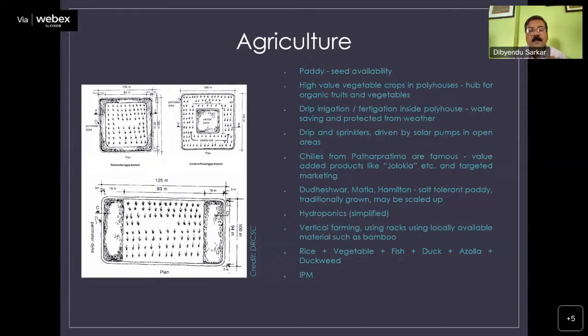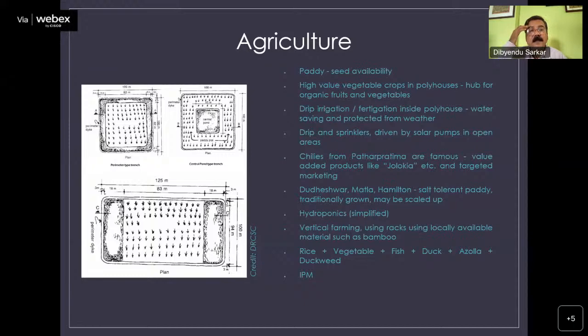I'm not saying that hydroponics would be a solution, but might be some kind of an exploratory thing for the future. Vertical farming using locally available racks, and rice, vegetable, fish, duck, as well as duckweed. So some kind of an integrated farming approach would also be important, and certainly integrated pest management. Go to the next one.